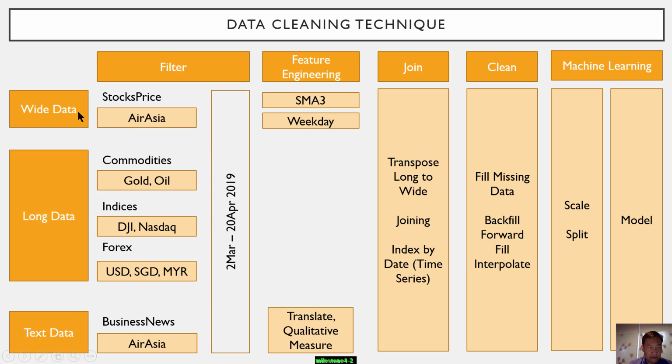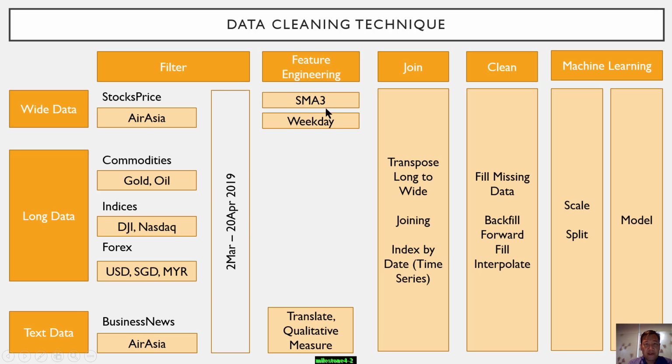So we categorize our data into wide data, long data, and text data. Wide data basically means one row per day. Long data is multiple rows per day. That's because we are collecting multiple symbols for commodities, index, and forex. We have chosen the date range to filter 2nd March to 20th April because this is the time range where we have the most complete data set.